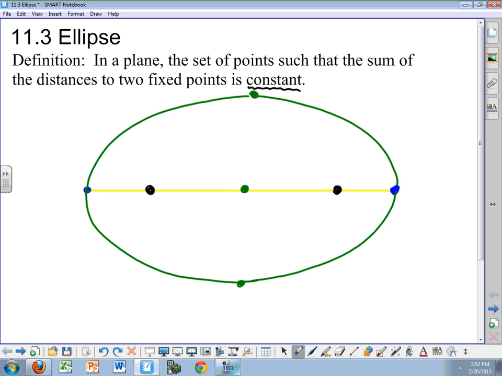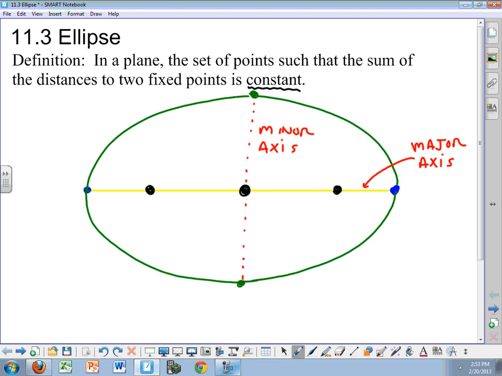This right here is the major axis. And if we were to explore this one, this would be the minor axis. And we have three different lengths to be concerned about.